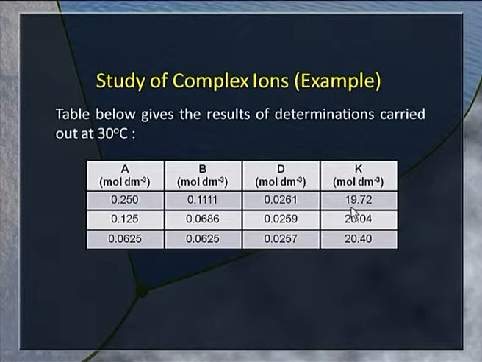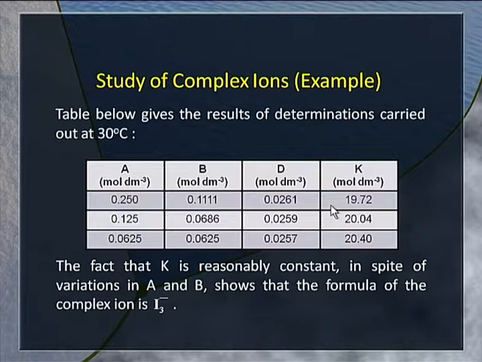You can see here the values are 19.72, 20.04 and 20.40. The fact that K is reasonably constant in spite of variation in the values of A and B shows that the formula of the complex ion is I3 minus. Otherwise, we would not have got constancy in the values of K.